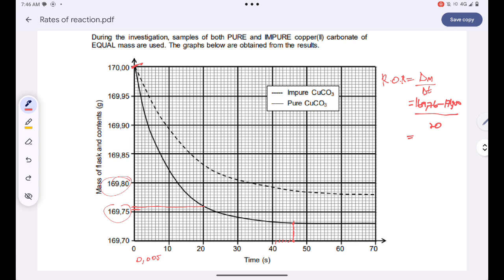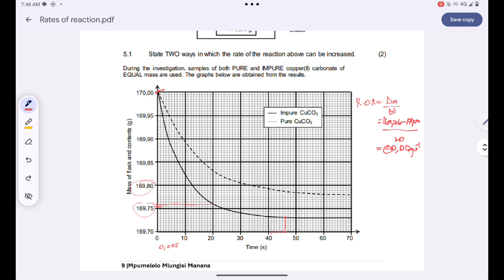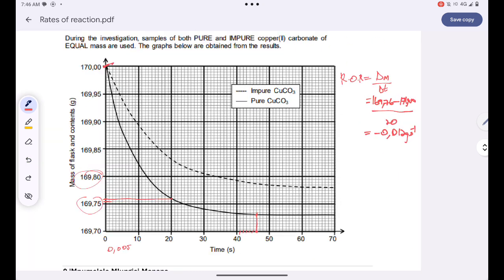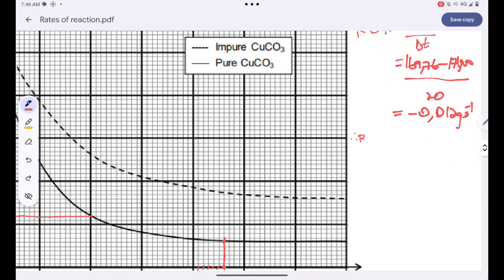So I have 169.76 minus 170.00 divided by 20. I'll simply get an answer of negative 0.012 grams per second. Now, this negative, guys, is just showing that our copper 2 carbonate is decreasing. Are you together? So do not worry about the negative sign. We can simply say, therefore, my rate of reaction is basically 0.012 grams per second. This is the answer over there.